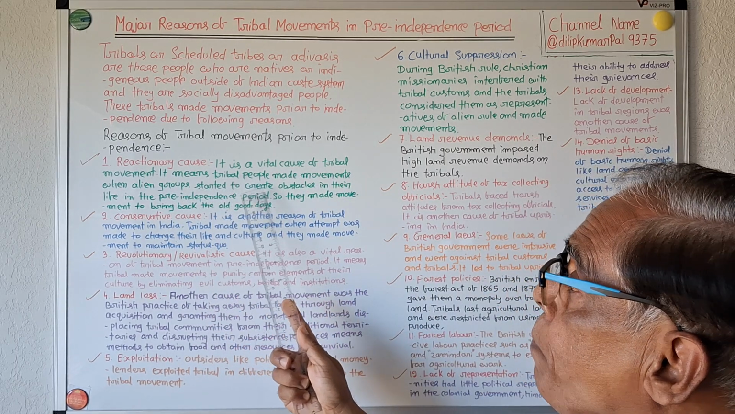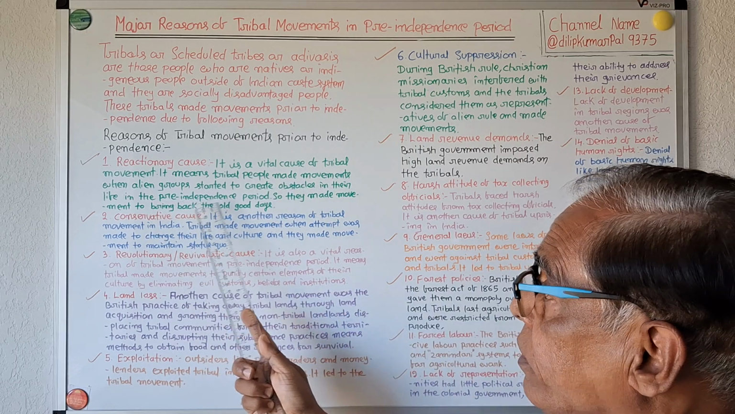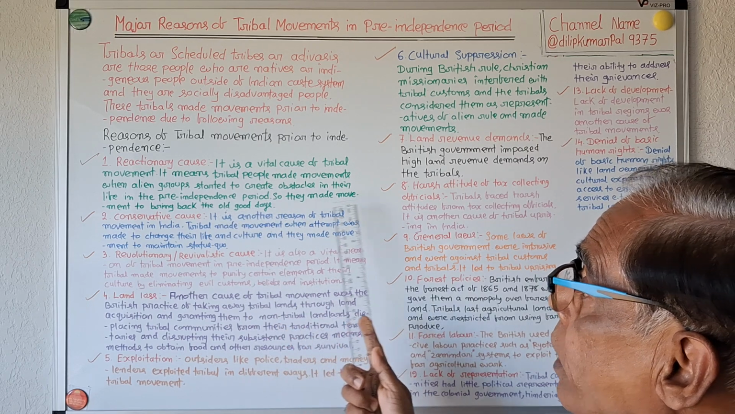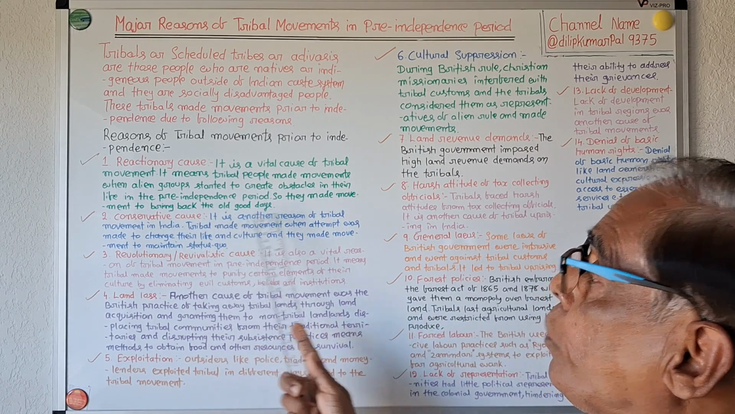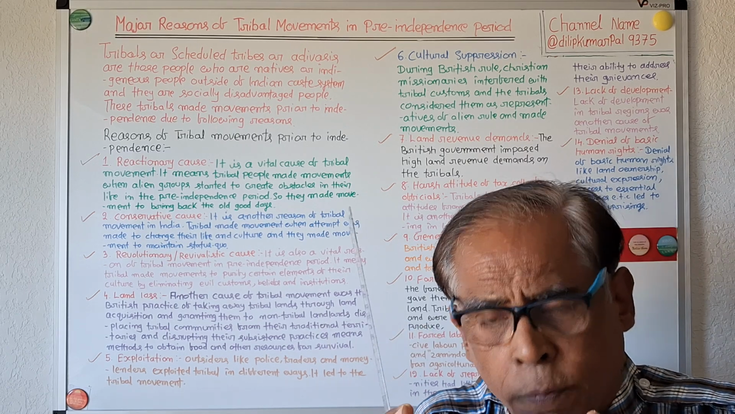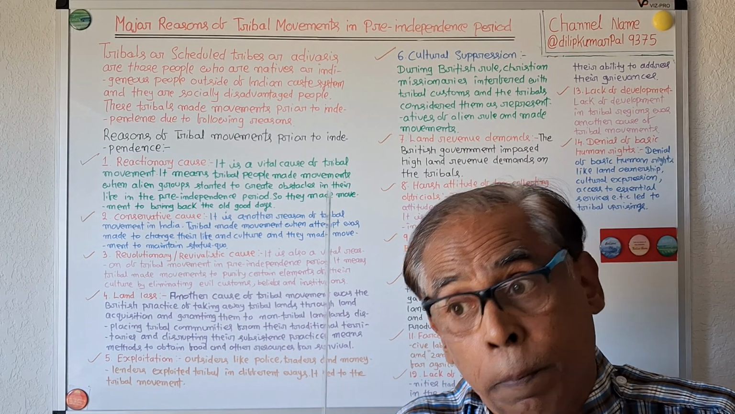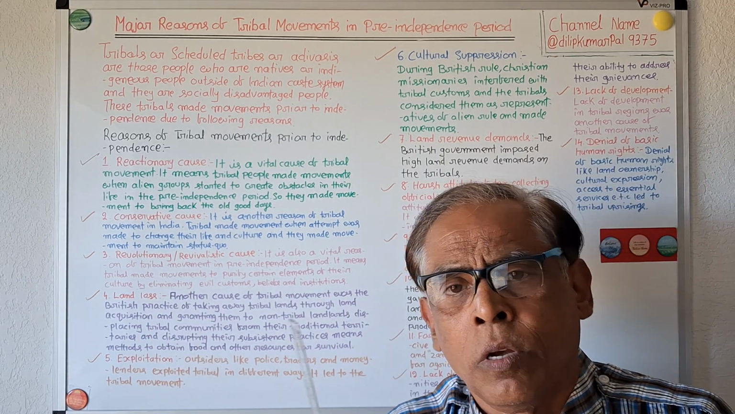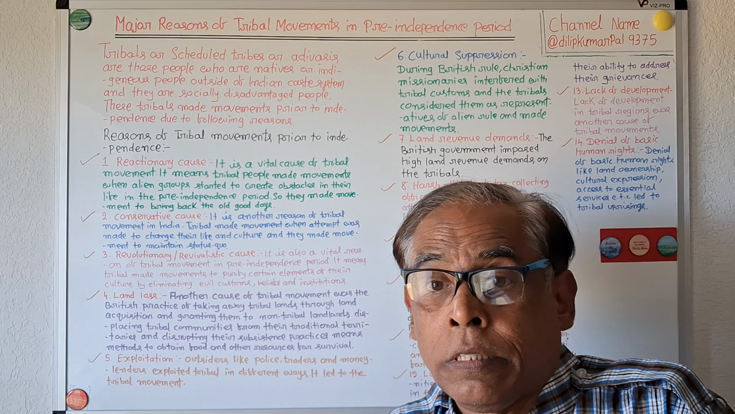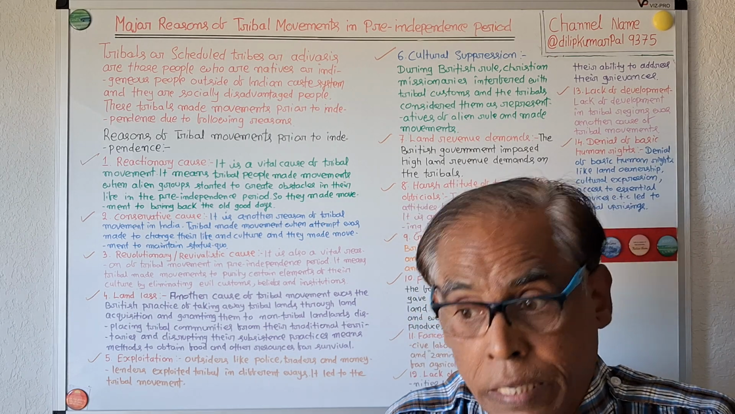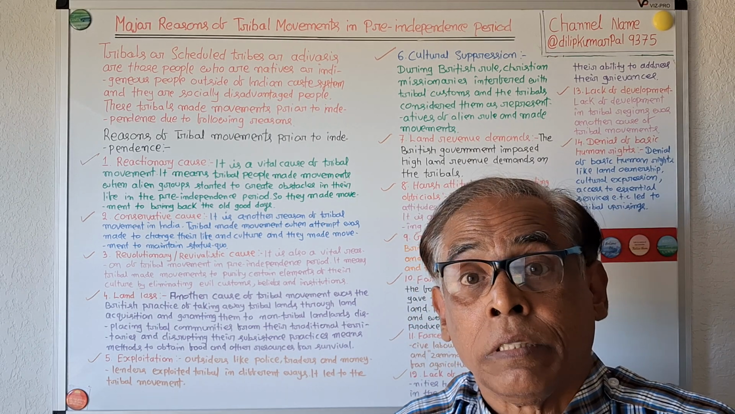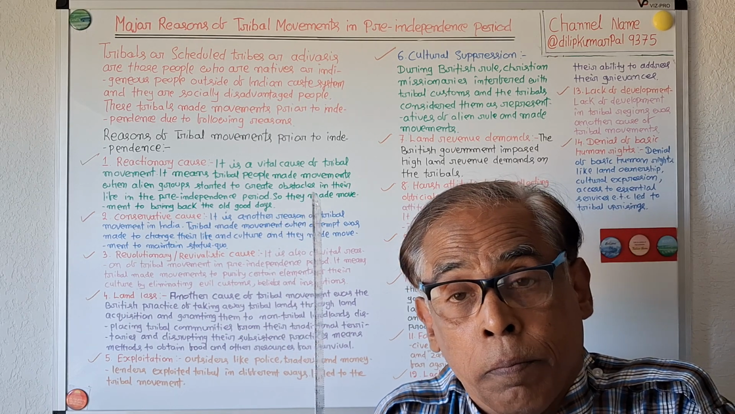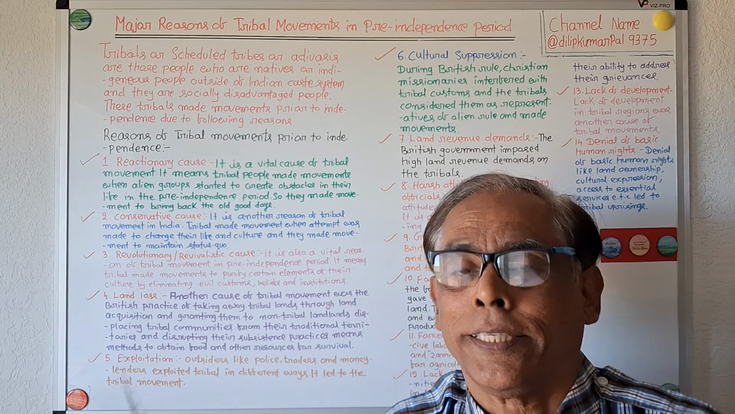It means tribal people made movements when alien groups started to create obstacles in their life in the pre-independence period. So they made movements to bring back the old good days. Reactionary cause means when outsiders started to interfere in their life, they resisted and wanted to bring back their old age.